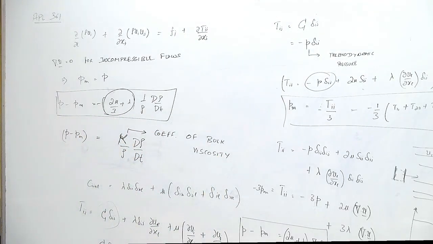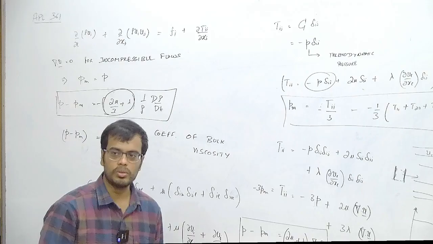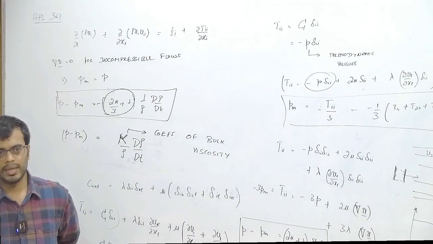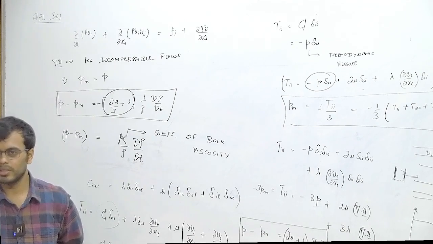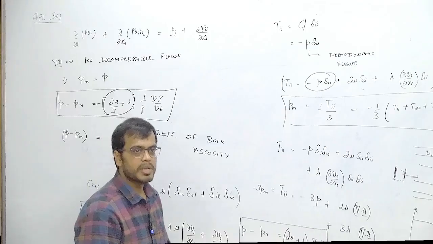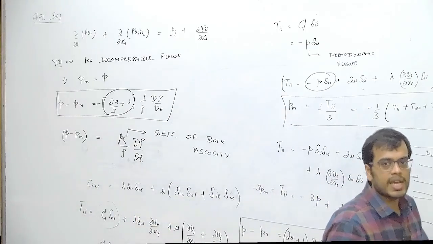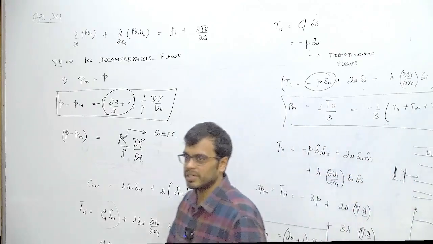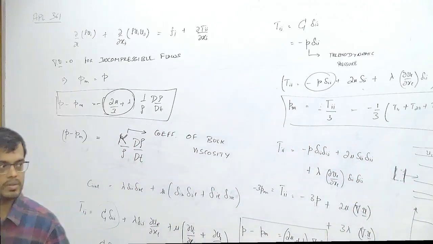Bulk viscosity is very similar to what you have in solids as bulk modulus. What does bulk modulus do? What is the definition of bulk modulus? It is basically how much pressure, delta P by delta V by V. So, what is the increase in pressure that has happened per unit change in volume.